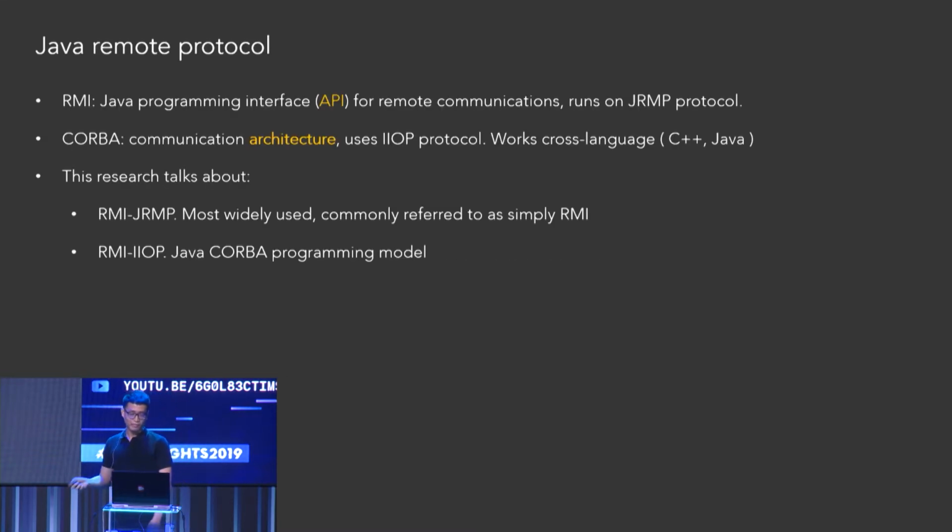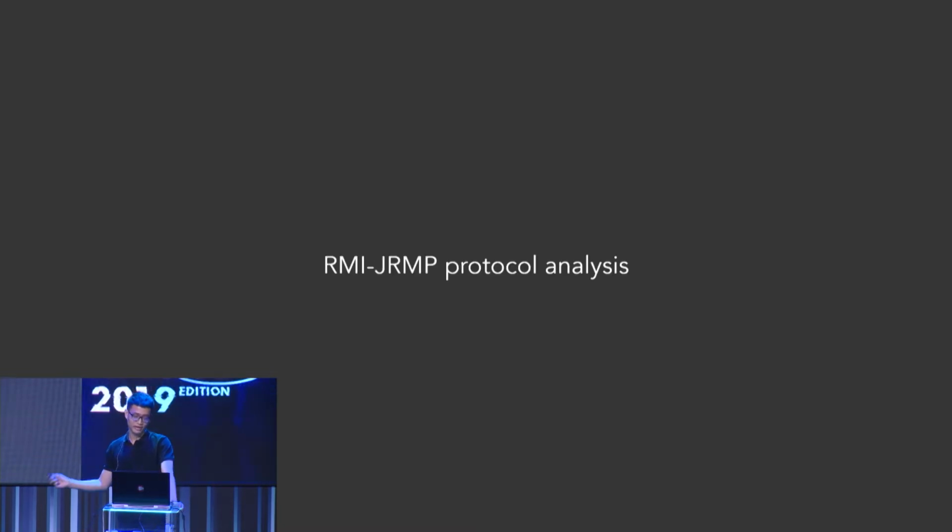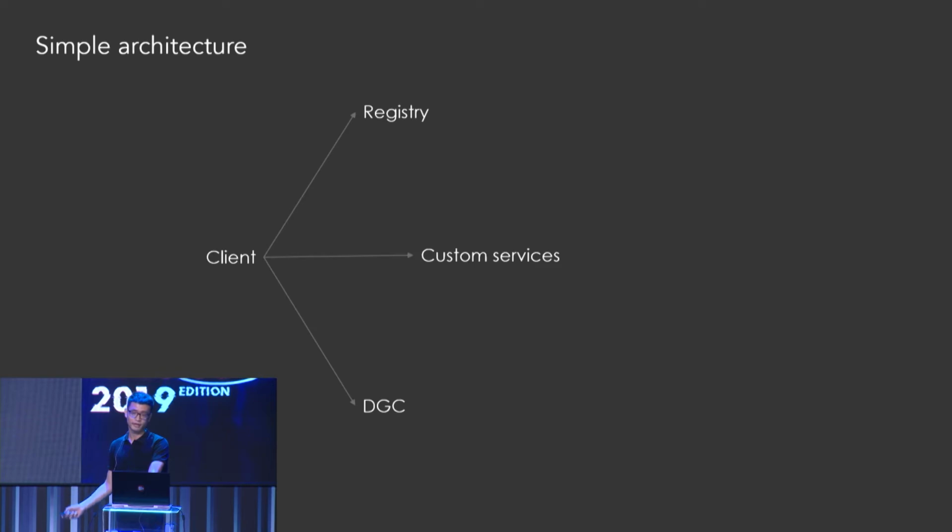Okay, so I'm going to be talking about RMI over JRMP and RMI over IIOP. Let's talk about JRMP first, because this is by far the most famous protocol for Java. The architecture is pretty simple. It consists of a client talking with a registry service, the DGC service, and the custom services. The custom service is where the main work is taking place.